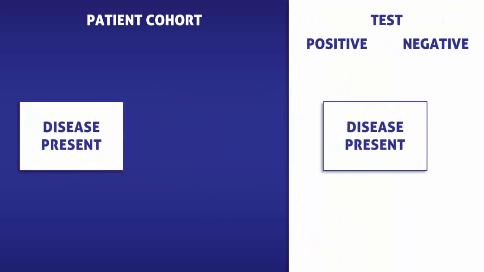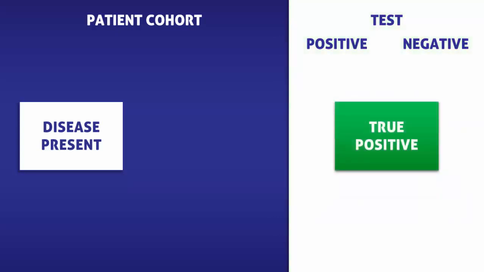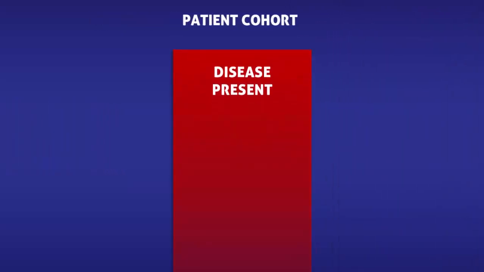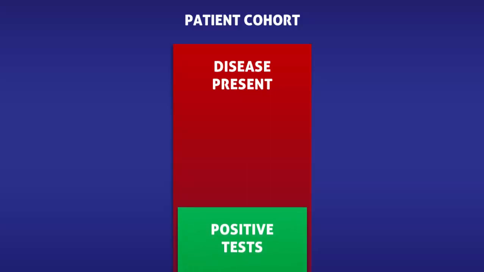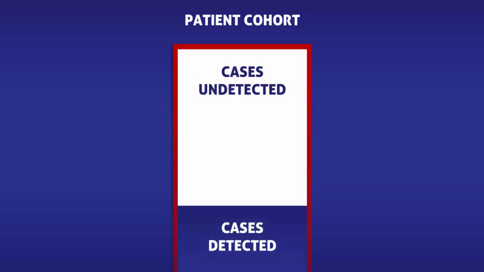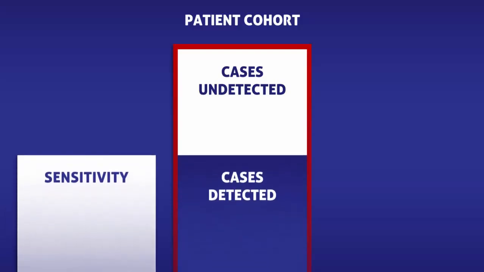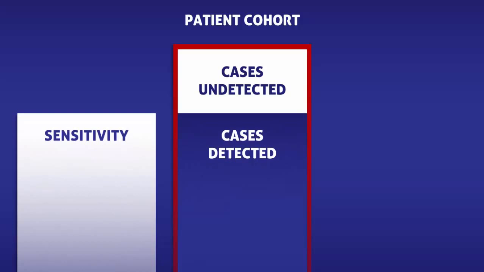Sensitivity is the ability of a test to detect a disease or condition. It is determined by the percentage of patients with the condition that test positive for it. Or in other words, the percentage of cases that are detected. The higher the percentage of cases that are detected, the higher the sensitivity of the test.